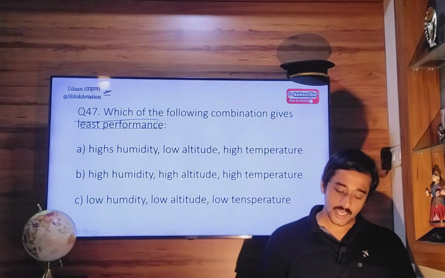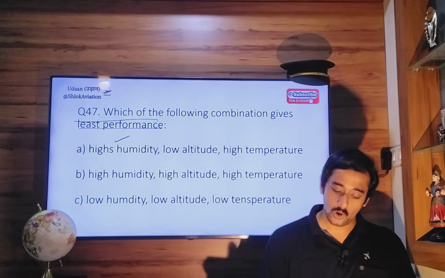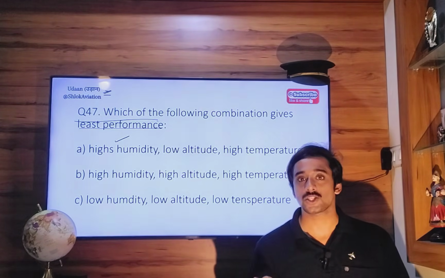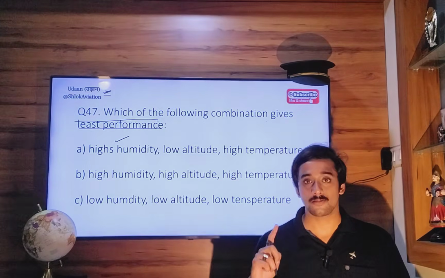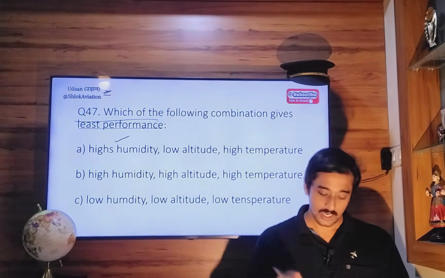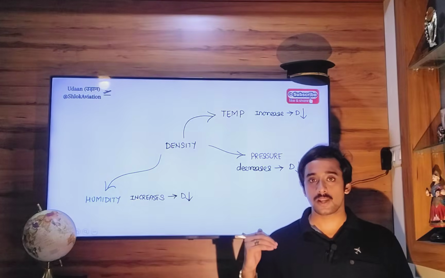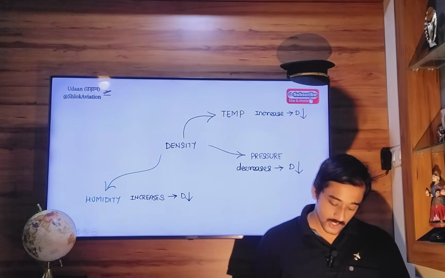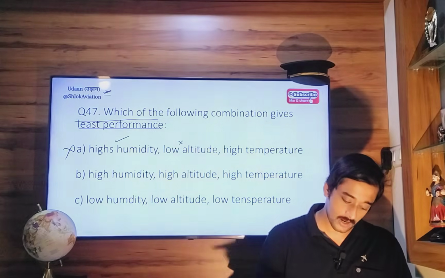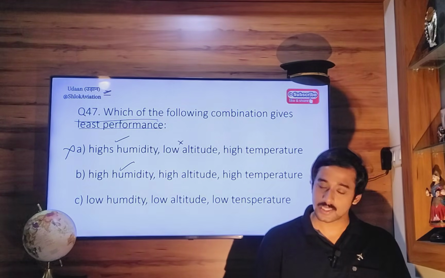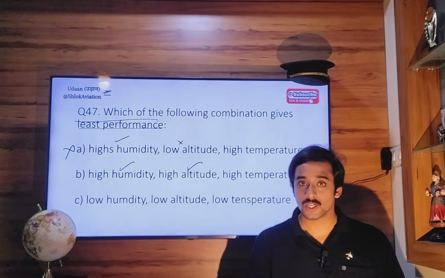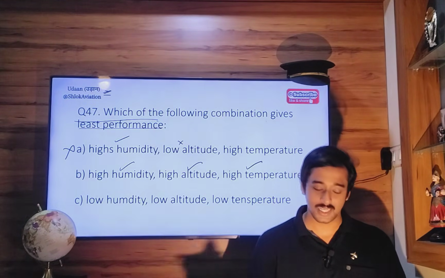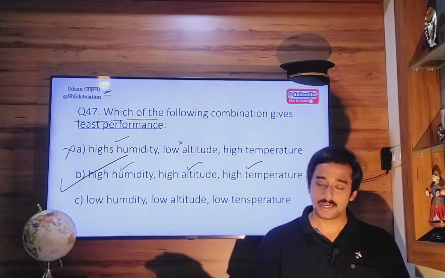So, high humidity, yes. Low altitude. Now, when you are flying at low altitudes, atmospheric pressure is more compared to pressure at higher altitudes. So we need lower atmospheric pressure to get a lower density, less density air. So this is wrong, option Alpha is wrong. High humidity, yes. High altitude means lower pressure. Lower pressure means low density, yes. High temperature means low density, yes. So option Bravo is the right answer.